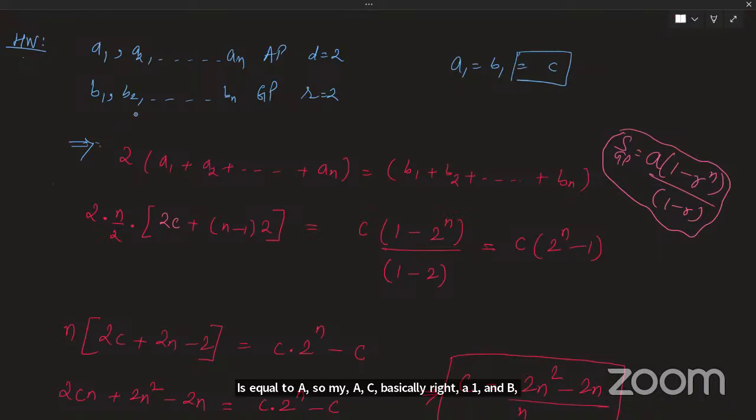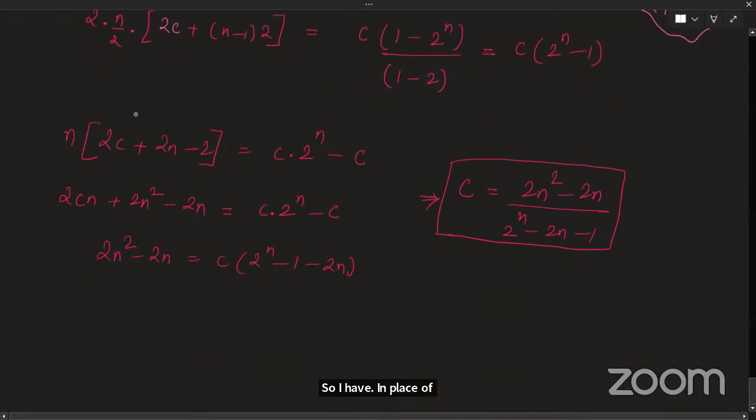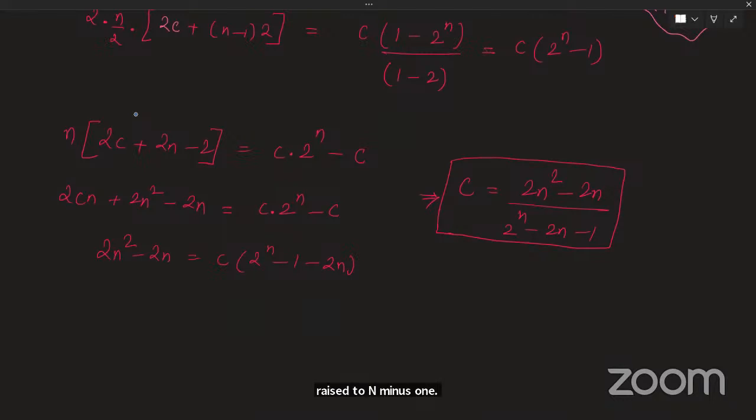So a into 1 minus r raised to n by 1 minus r. My r is 2, so in place of r I have put 2. So it is c into 2 raised to n minus 1. After that, I tried to take n on one side and c on the other side. I multiplied the terms and took out c on one side and n on the other. I got c is equal to 2n square minus 2n by 2 raised to n minus 2n minus 1, right?